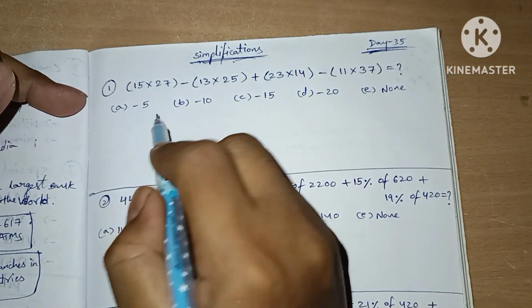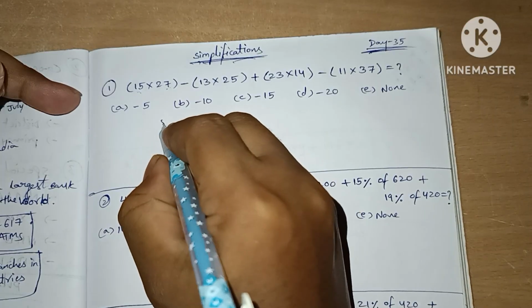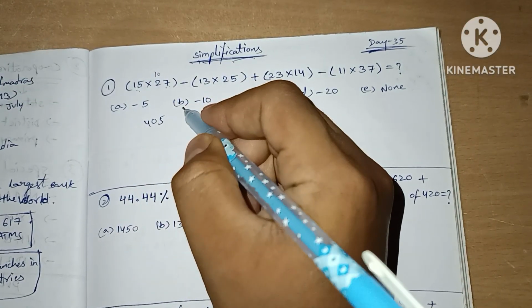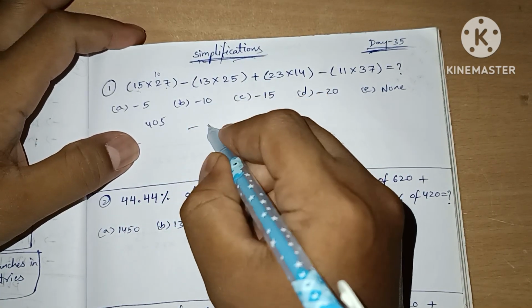Let's see question number 1. 15 × 27. I know the 15 table. 15 × 7 is 105. 15 × 2 is 30, and this will be 405. Minus, we write the minus value on the side.